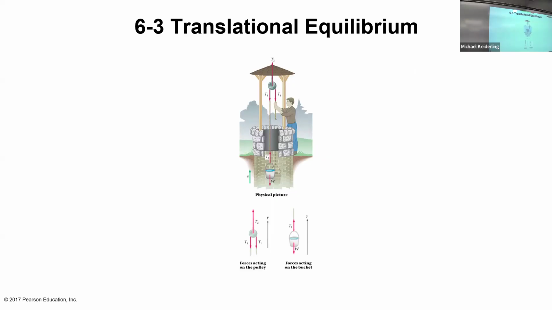So here, for example, you have a bucket in a well that is not moving or moving with constant velocity. All the forces on it add up to zero. If we look at the bucket, the weight pulling down plus the tension pulling up has to add up to zero. So the weight pulling down is equal in size to the tension pulling up. If we look at the pulley, we have tension 1 pulling down on both sides and tension 2 pulling up. So tension 2 minus 2 times tension 1 equals 0, so tension 2 is twice tension 1.